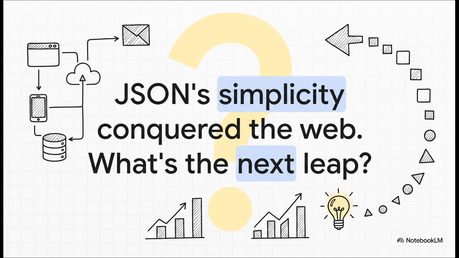So, from this simple idea, this focus on minimalism, JSON grew to completely transform the internet as we know it. Its victory really proved that sometimes the simplest solution is actually the most powerful one. But as our digital world gets more and more complex with AI, with VR, with the Internet of Things, it makes you wonder, will simplicity keep on winning? Or will the next giant leap forward in how we communicate data require something else entirely?